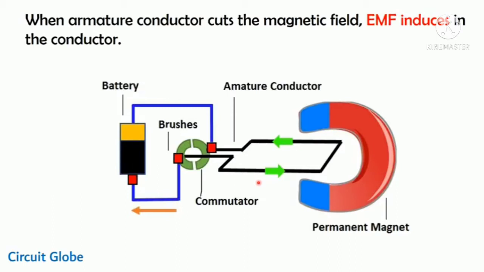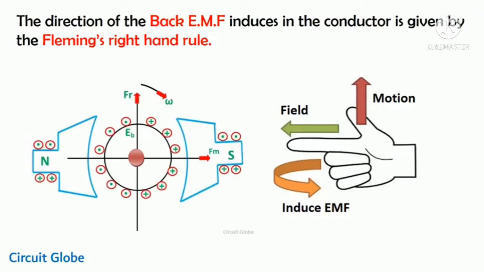The motion of the conductor is given by Fleming's left hand rule. But for determining the direction of the EMF induced in the conductor, we need to know Fleming's right hand rule. Now what is Fleming's right hand rule? Fleming's right hand rule says if we spread the thumb, index finger and middle finger of the right hand at an angle of 90 degrees, then the thumb shows the motion of the conductor, the field is given by the index finger, and the direction of the back EMF induced in the armature conductor is given by the middle finger.